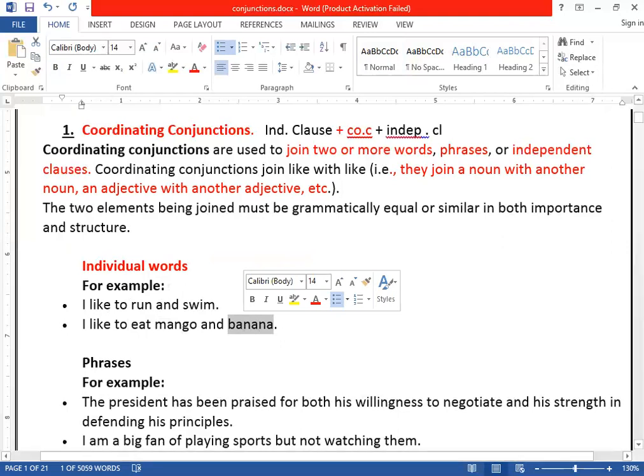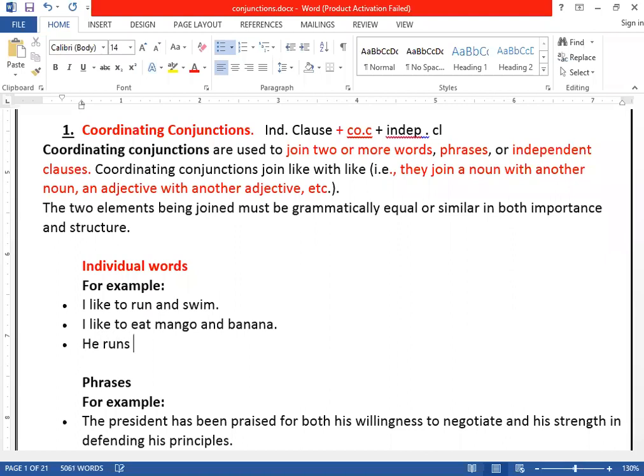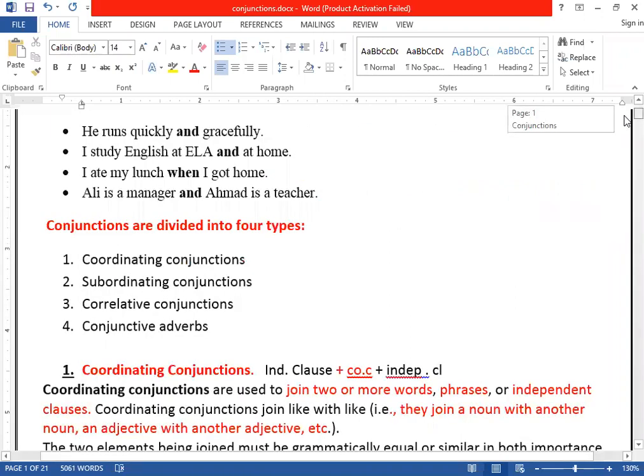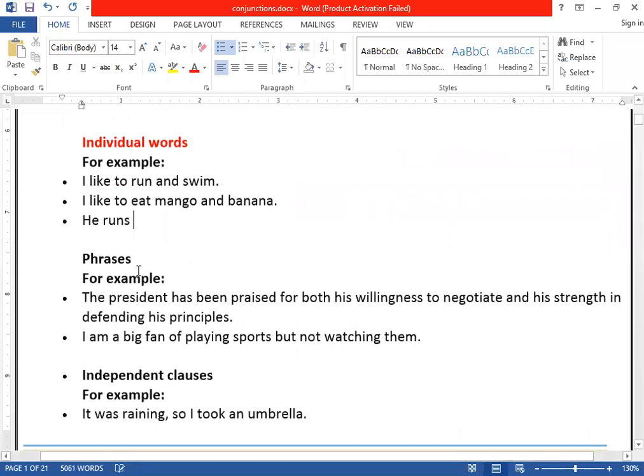Like if I say, he runs. How he runs, as I gave you above in the example and the definition of conjunction. He runs quickly and gracefully. Now look, both words are what? Quickly is an adverb, and gracefully, again, is an adverb. So whenever you want to join through a coordinating conjunction, like "and", it is called a coordinating conjunction. Clear?